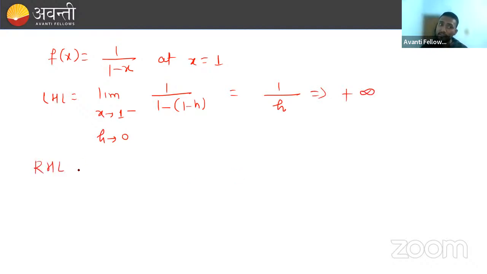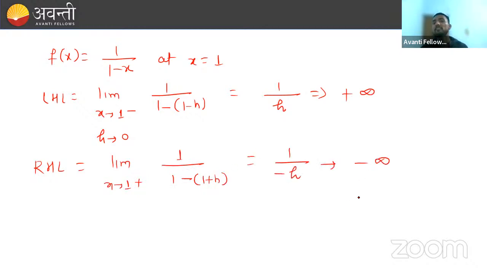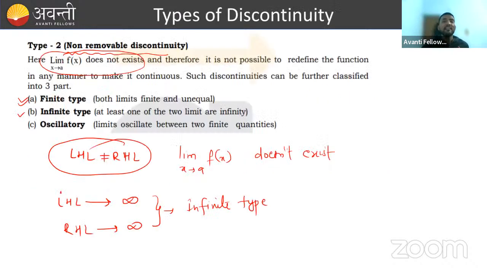Similarly, if I take RHL, limit x tending to 1 plus, it will be 1 divided by 1 minus (1 plus h). So it will be 1 divided by minus h, and it will be tending to minus infinity. Now you can see LHL is tending to plus infinity and RHL is tending to minus infinity. Or if any one of them is tending to infinity, then we can clearly say this is an infinite type of discontinuity that can't be removed.